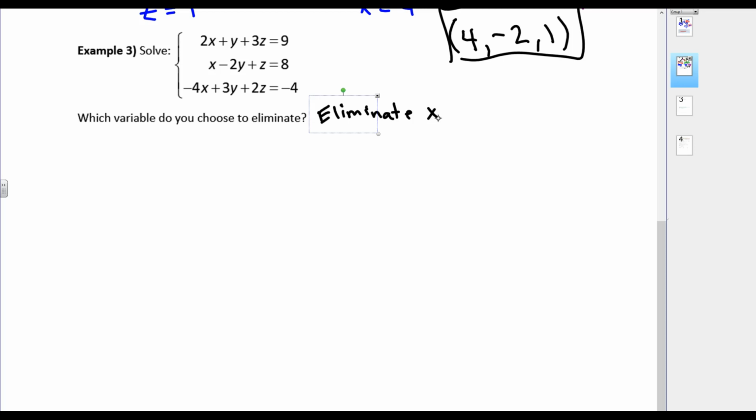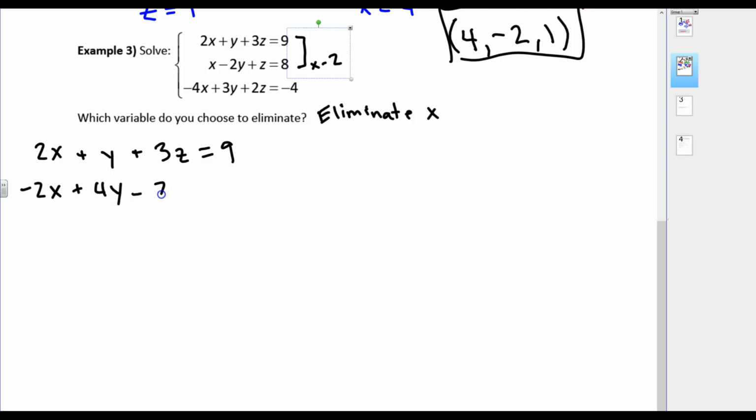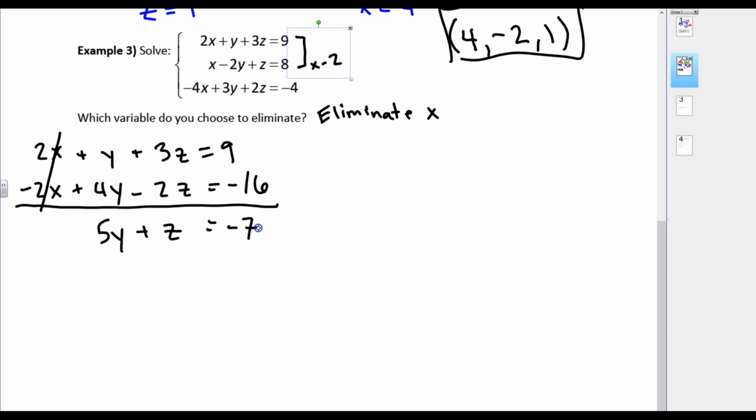And so I'm going to do these two together first, where I'm going to multiply the bottom one by -2. So this becomes 2x plus y plus 3z equals 9, and -2x plus positive 4y minus 2z equals -16. So when I add straight down, my x's cancel. I get 5y plus z equals -7.